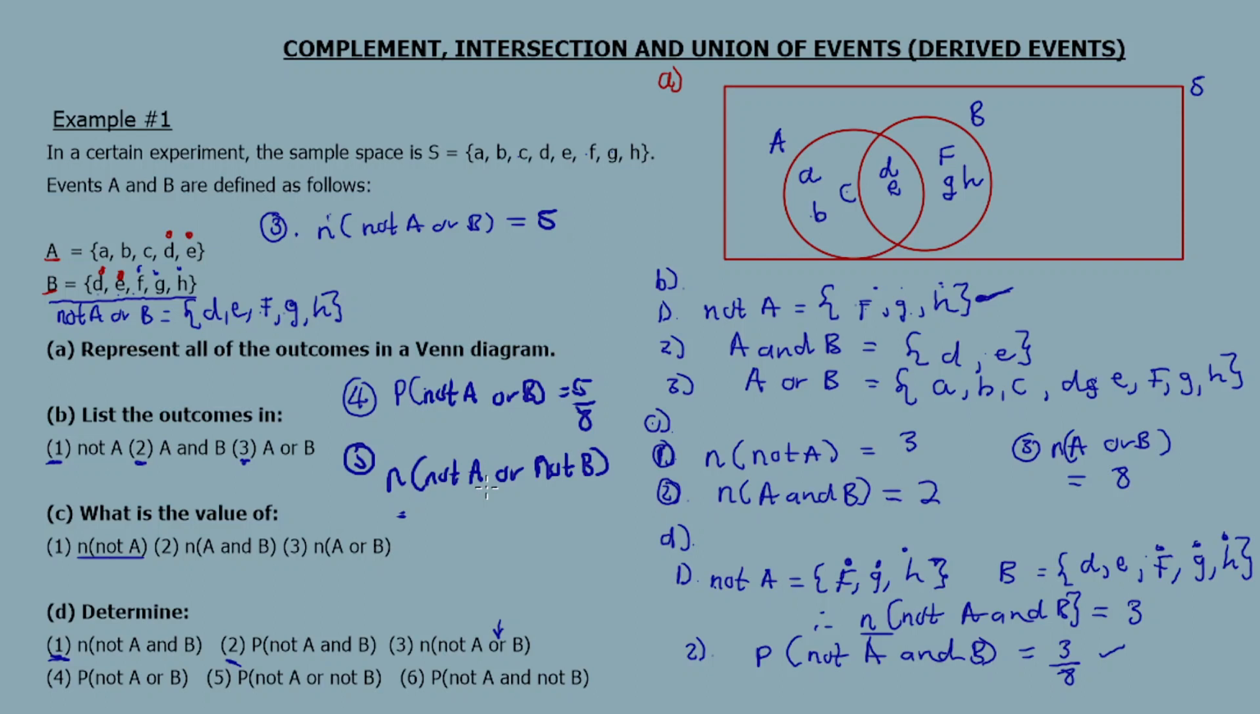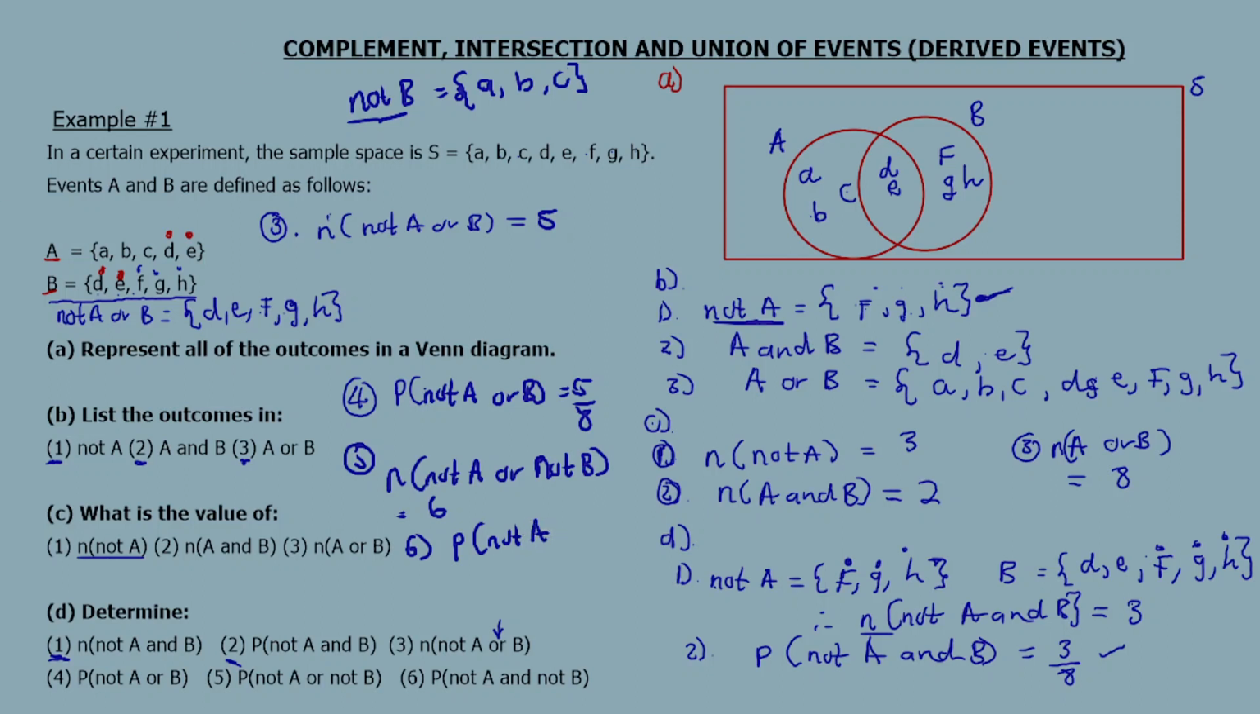Do I have not B here? Do I have not B? Nope. But if I were to give a not B, not B should be equal to A, B, C. So not A, not B, we combine the two. A, B, C, F, G, H. It's 6. And then go to number 6, but it's calculated the probability of not A.